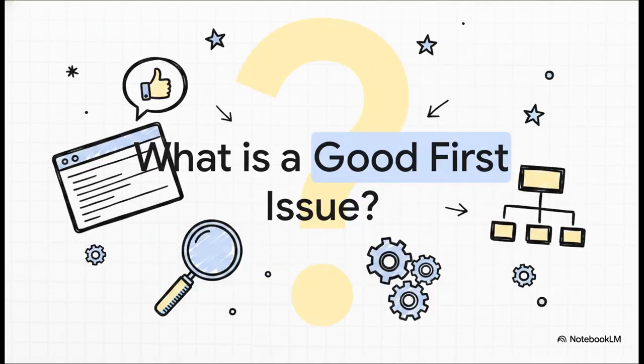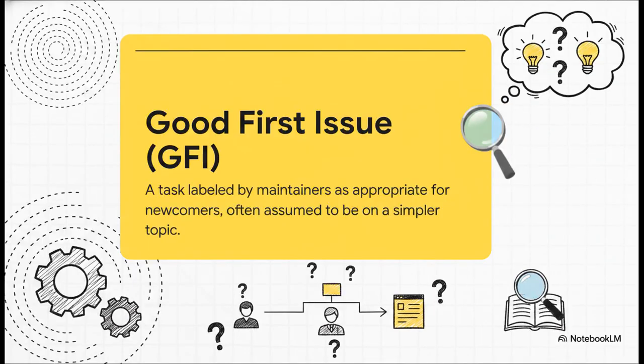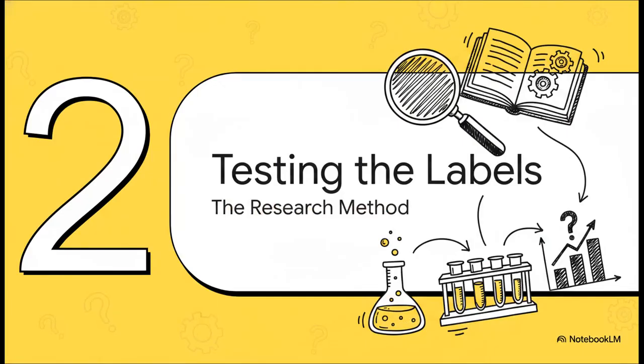And that leads us right to the main tool projects use for this, the good first issue label. But what do we actually think it means? The standard definition is pretty straightforward. It's a task that the project leaders have handpicked as being perfect for a beginner. And the key assumption has always been that perfect for a beginner means the topic of the work is simple. But is that really true? Well, a team of researchers decided to put that exact assumption under the microscope. Let's get into how they tested whether a good first issue really means an easy topic.